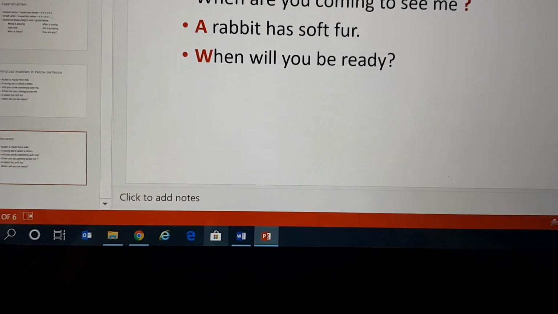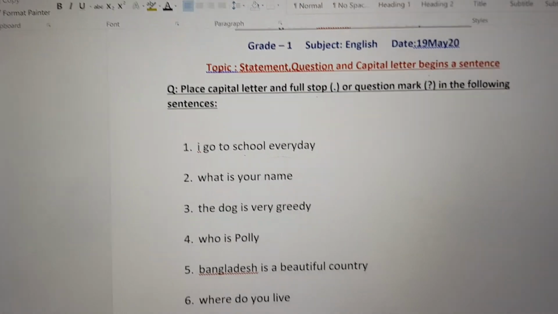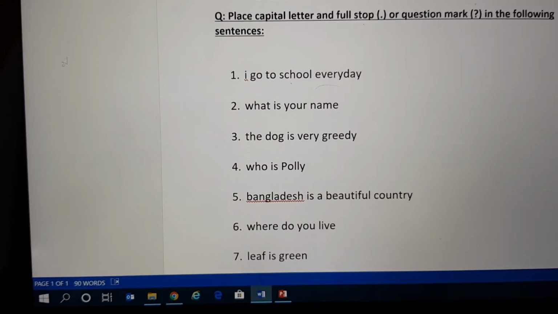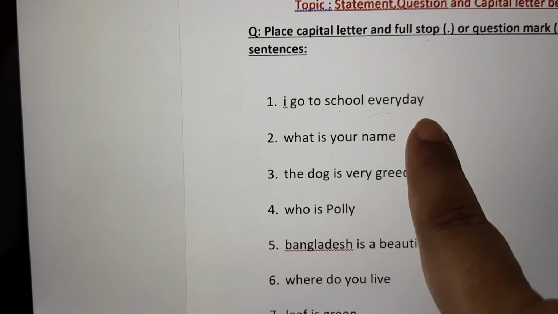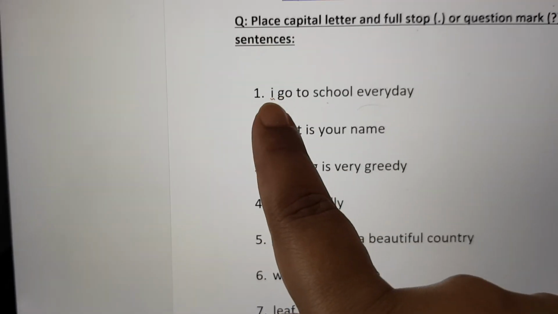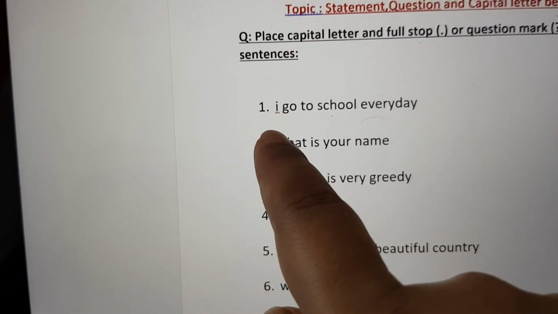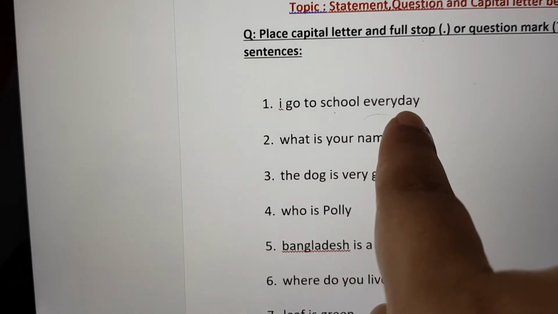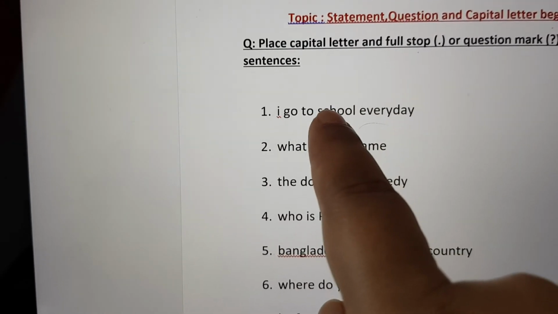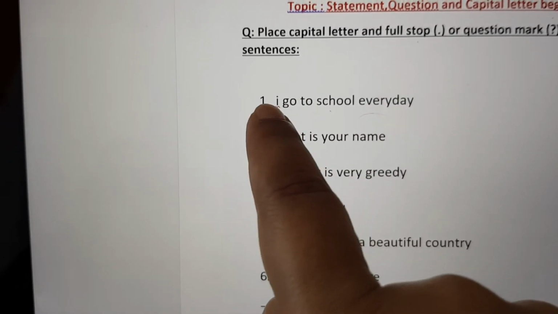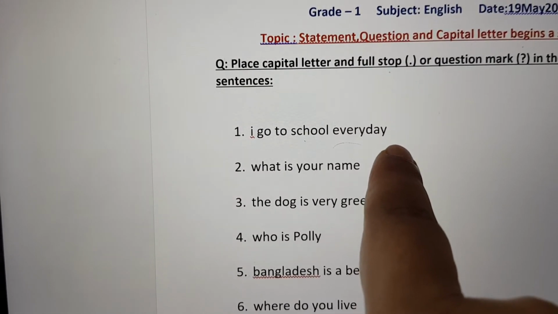So, what is your assignment? Your assignment is, I have given you some sentences, okay? Here there are some mistakes. Like see, I go to school every day. What is the mistake here? The sentence begins with a capital letter, but see, here it is small. So you have to make it capital. And every day, it is a statement, right? So at the end, there should be a full stop. See, here is no full stop. So what do you have to do to correct this sentence? You have to make I capital and put a full stop at the end of this sentence.